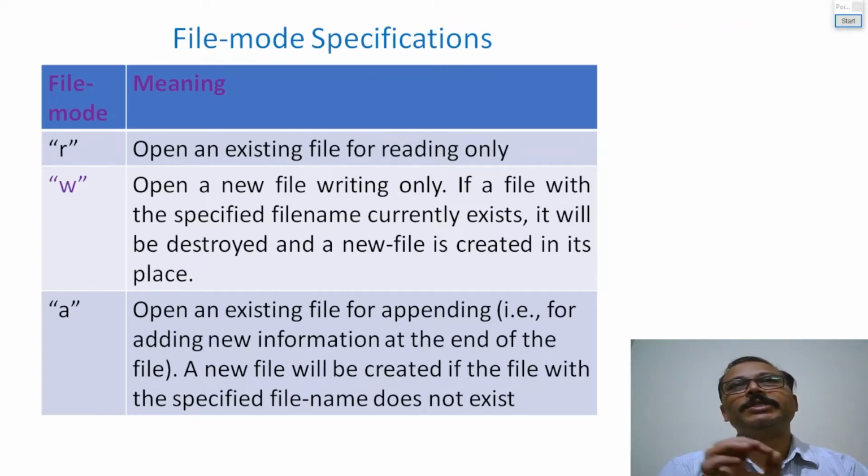Append: open an existing file for appending. Appending means adding at the end of the file, that is, after the existing content, new content will be added. If a file with the specified file name does not exist, a new file will be created. If the file already exists, then that file is used. Remember, that file will not be destroyed. If the file doesn't exist, then a new file is created.